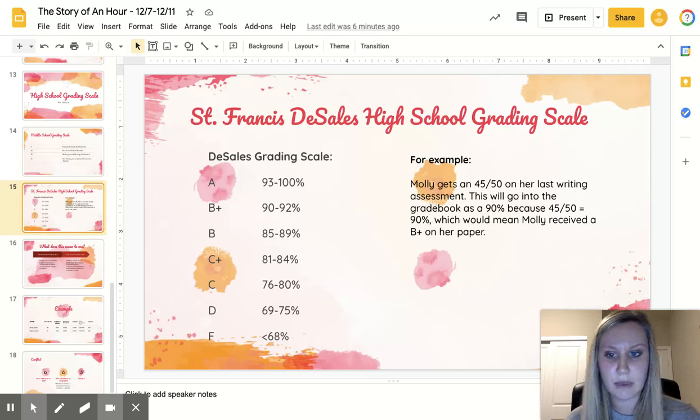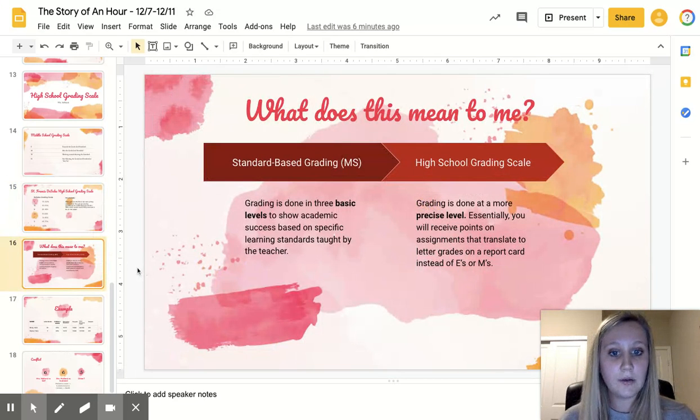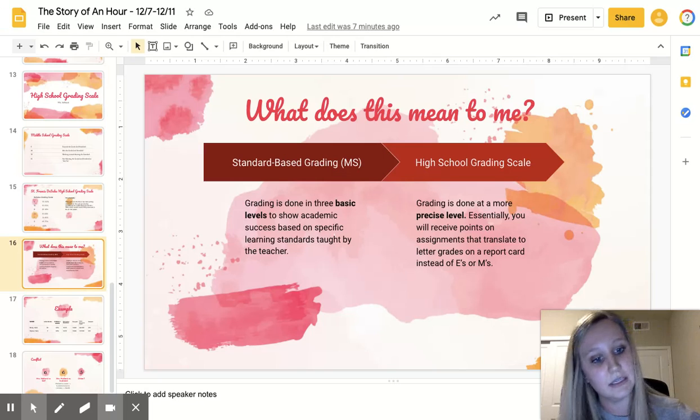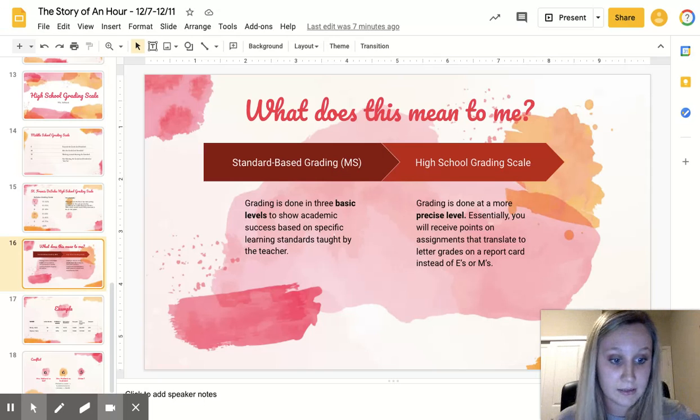Well, why does this matter and why do I care? Well, let's talk about it. So right now you're probably using standard-based grading. Well, this is done on a very basic level. So your teacher looks at what are called these standards to use to grade you, and these are something that you need to meet in order to pass mastery. Well, when you get to the high school grading scale, it's done at a very precise level. So instead of using the E's, the M's, the W's, or the N's, you're given a specific point value.